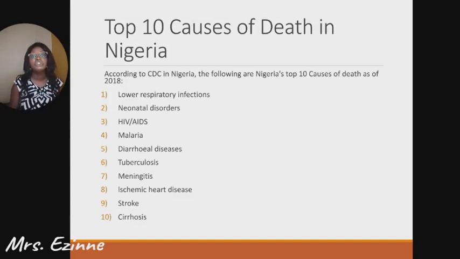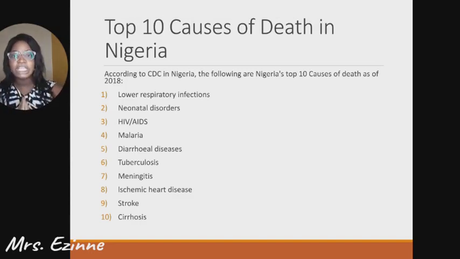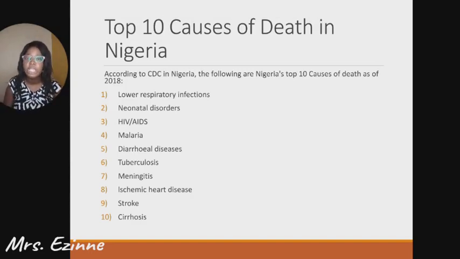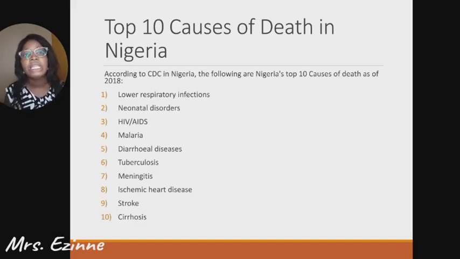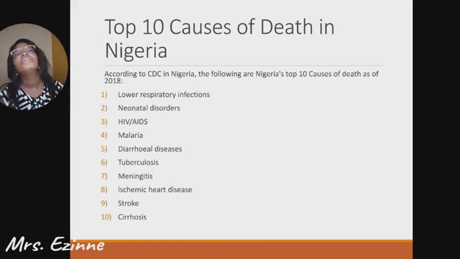Now, there are 13 that we have looked at here, and so we move on to the last slide, which is the top 10 causes of death in Nigeria. Remember, it's contemporary issues in public health, and this is just an introductory lecture to it. So according to the Center for Disease Control, that's the CDC, the following are Nigeria's top 10 causes of death as of 2018.